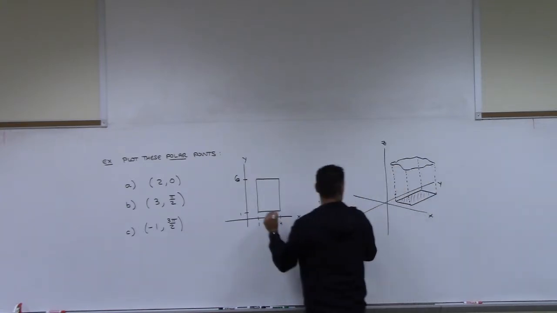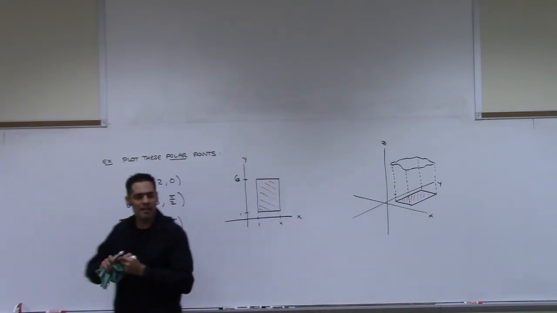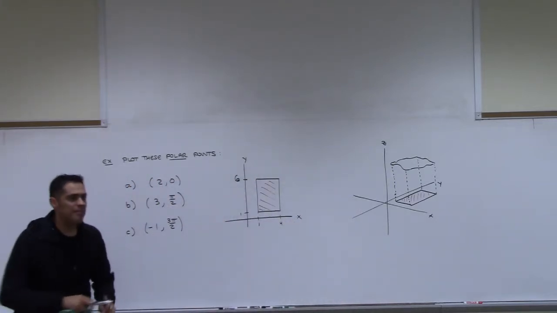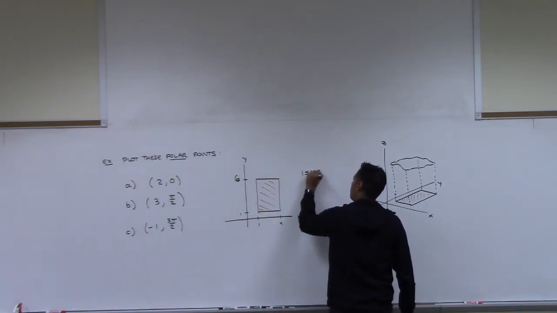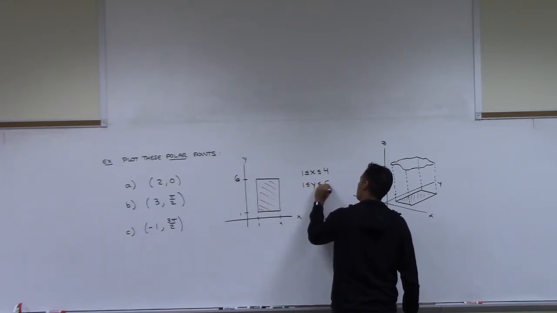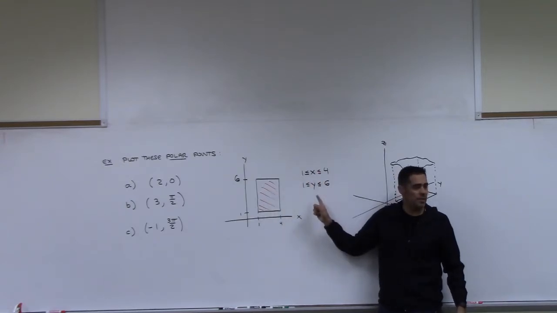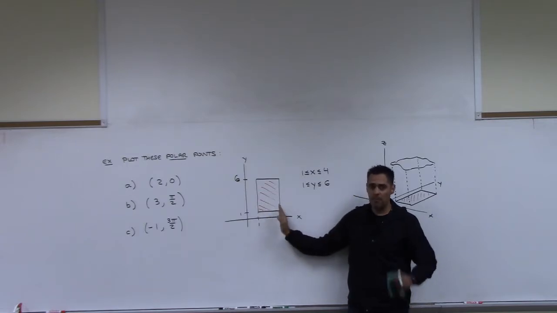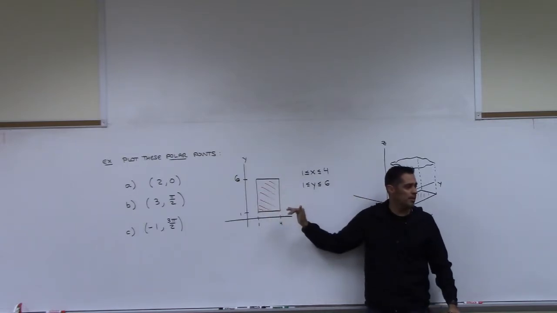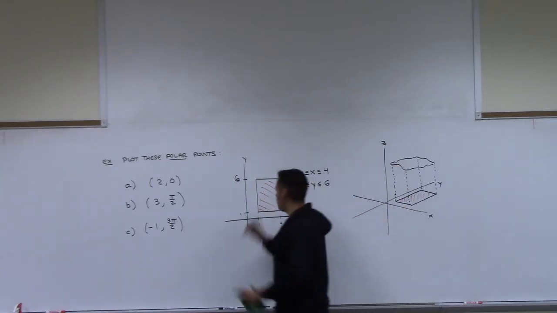Then would you agree that these points that live in here all have to satisfy these two things? X has to be between 1 and 4, and y has to be between 1 and 6. So every point in here satisfies both of these inequalities. The x-coordinate is between 1 and 4, but at the same time the y-coordinate is between 1 and 6. Yes? Okay.